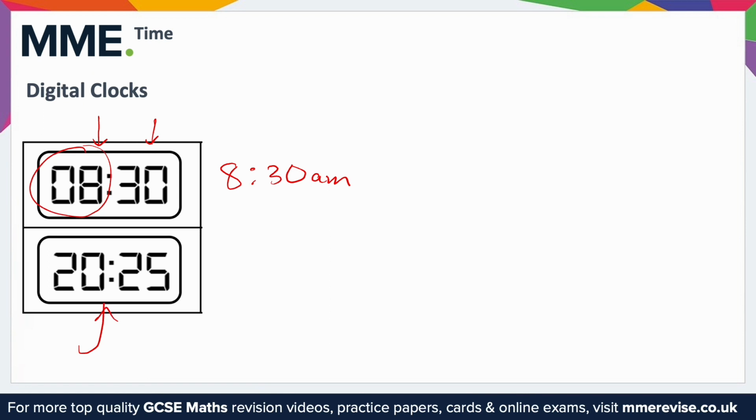Whereas this isn't as easy to read, but because it's greater than 12, we know straight away that it's in the evening, so it's going to be a PM. Then all we need to do is 20 take away 12 to see how far it is past midday, so that's 8, so we now know that this time is 8:25 PM.